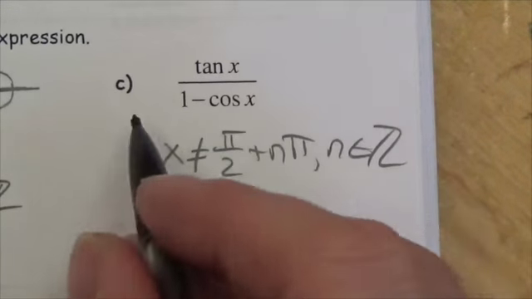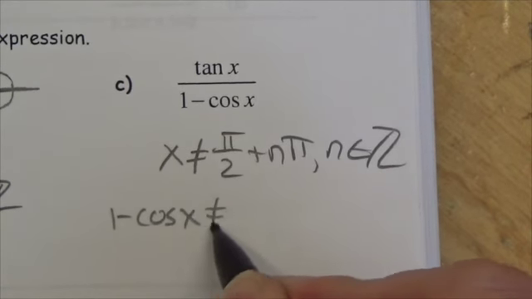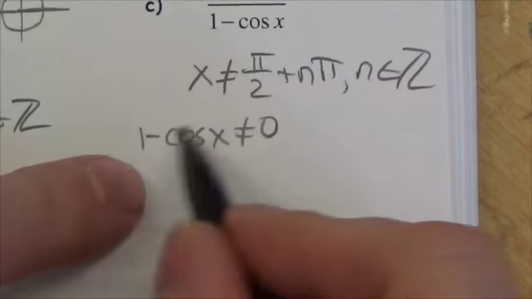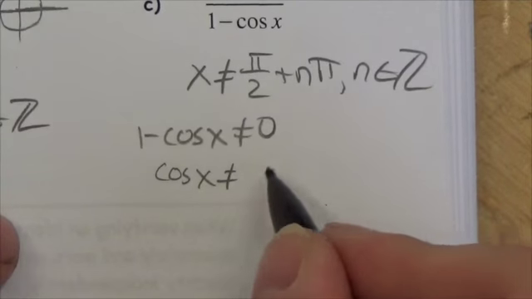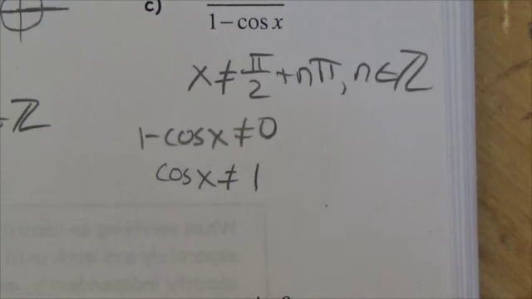But in addition here, I've got a 1 minus cos in the denominator, and I have to deal with that. 1 minus cosine of x cannot be allowed to be equal to 0, which means, okay, I'll bring the 1 over and then divide by the negative. Cosine of x cannot be allowed to be equal to positive 1.